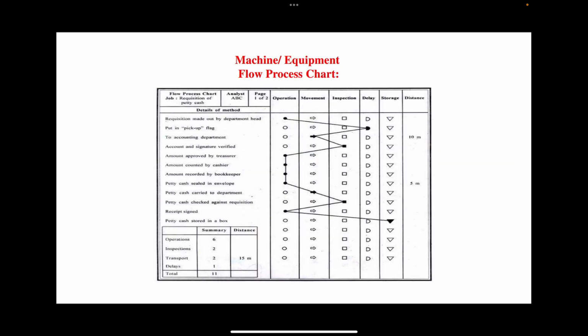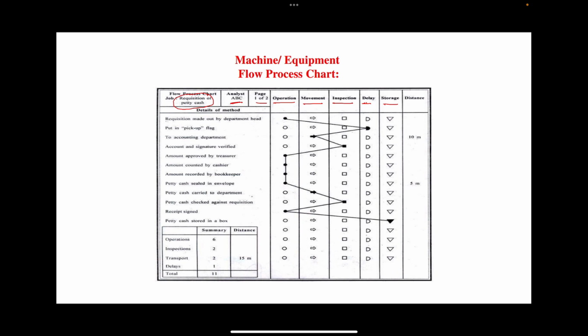Next we will see what an equipment type flow process chart is. See, the job is requisition of petty cash, that is a type of clerical job. So this is the analyst name. This is page 1 of 2. So the operations are shown here. This is an operation, there is an element of work. Then you have movement, that is transportation. Then you have the inspection element of work. Then you have delay. Then you have storage.